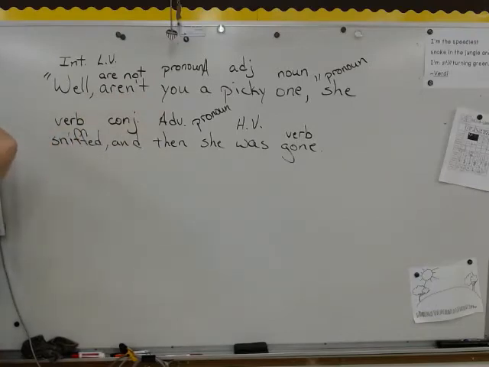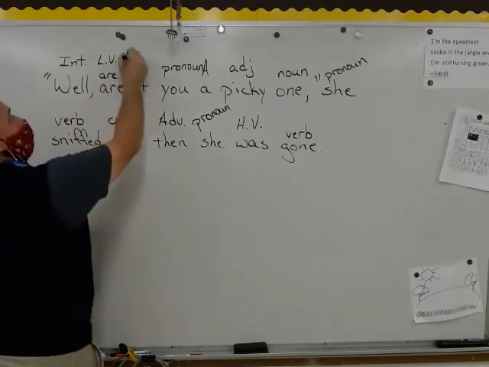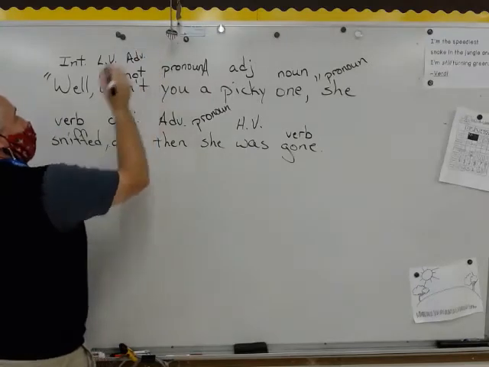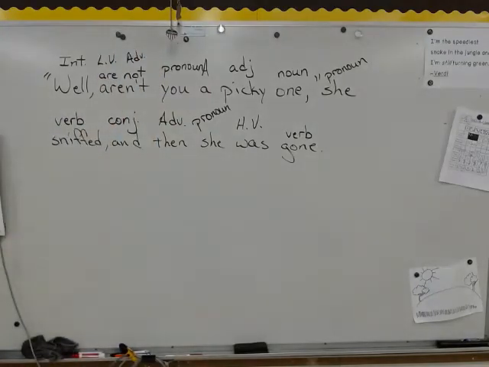This one's kind of tricky, but because are is a type of verb, and not is telling us more about how you are, it's going to be what? It's explaining this verb more. It's going to be an adverb. In fact, the word not, I believe, is always going to be an adverb if you ever see it in a sentence. Okay?